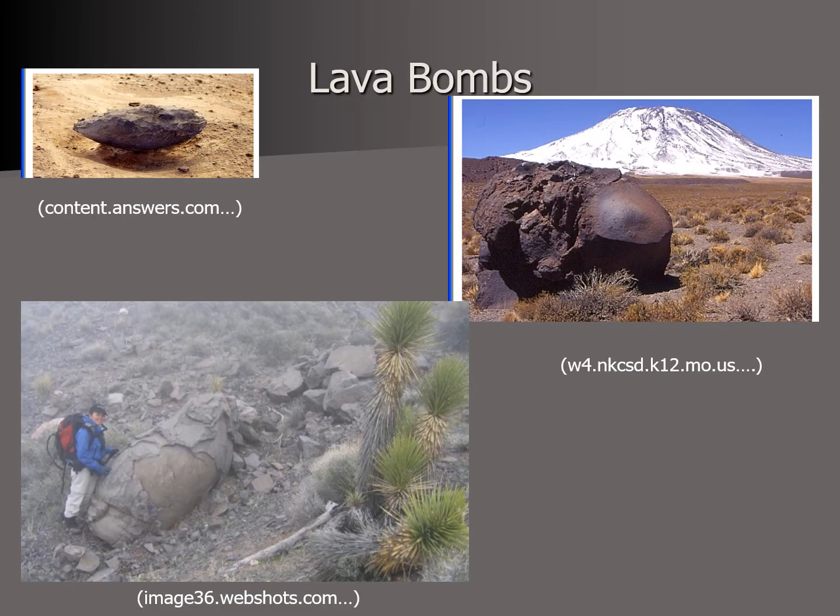Okay, lava bombs. The one in the top left looks kind of like a football shape. The one we have in class looks similar. They often kind of get that shape. The one on the top right is pretty big. You have some little scrub bushes there for scale. The volcano it came from is clearly in the background.